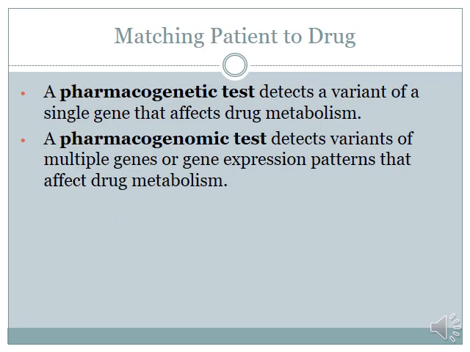Individuals react differently to the same dose of the same drug, even accounting for weight, gender, and age, because we differ in the rates at which our bodies respond to and metabolize drugs. Genetic tests can identify these differences. A pharmacogenetic test detects a variant of a single gene that affects drug metabolism, and a pharmacogenomic test detects variants of multiple genes or gene expression patterns that affect drug metabolism.